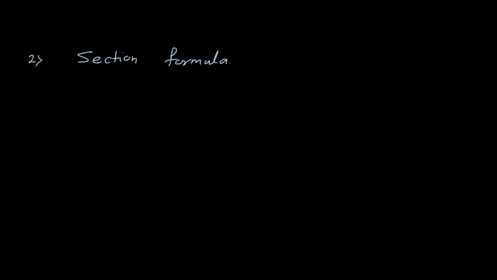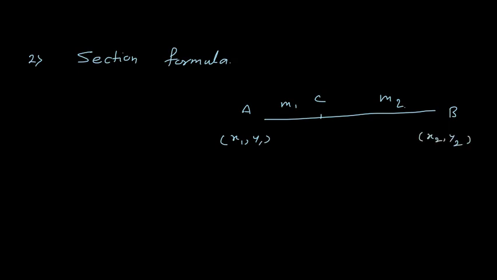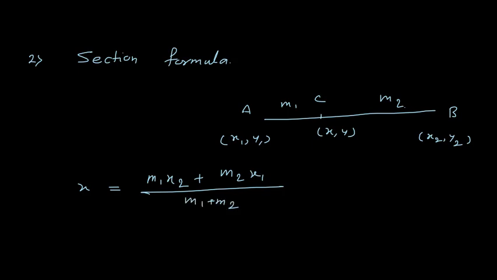Second formula that we discussed is the section formula. Now if I have, say, this is point A and this is point B, and there is any point C which divides this in ratio m1:m2, the coordinate of A is say x1, y1 and the coordinate of B is say x2, y2, then by the section formula the coordinate of this point C can be given as x equals (m1 x2 + m2 x1)/(m1 + m2), and the y coordinate is given by y equals (m1 y2 + m2 y1)/(m1 + m2).